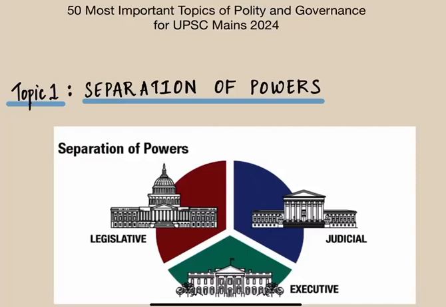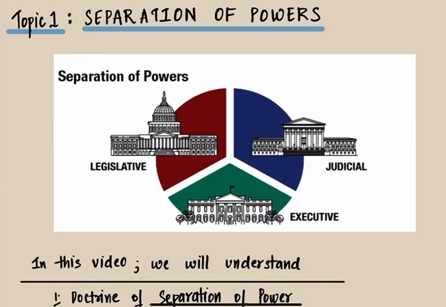Hello and welcome. This is a quick revision series of 50 most important topics of polity and governance for UPSC mains. The series is designed to holistically cover the polity and governance part, which is a major portion of our GS2 syllabus. Our first topic is separation of power, which is directly mentioned in our GS2 syllabus.